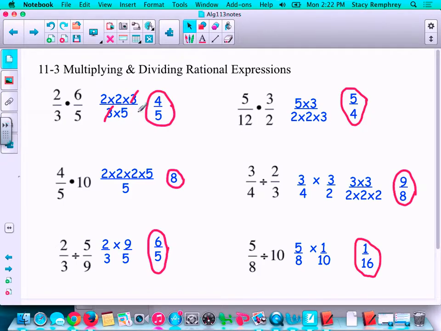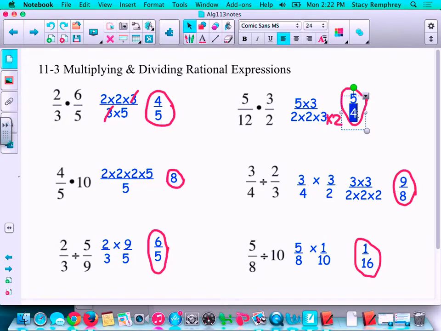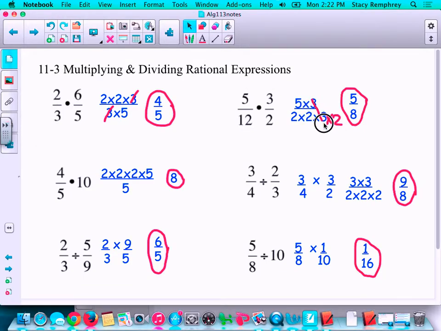So I have 2 times 2, that's 4, and 5 left over here. Across the top here, I have 5 times 3. I took the 12 and divided that up into 2 times 2 times 3, and then I actually need another 2 over here. So this is going to become not 4, 5 over 8. Because what will happen there is the 3's will cancel, and we'll have 2 times 2 times 2.